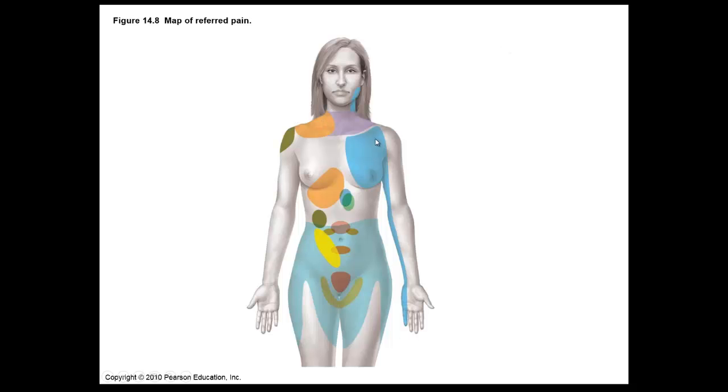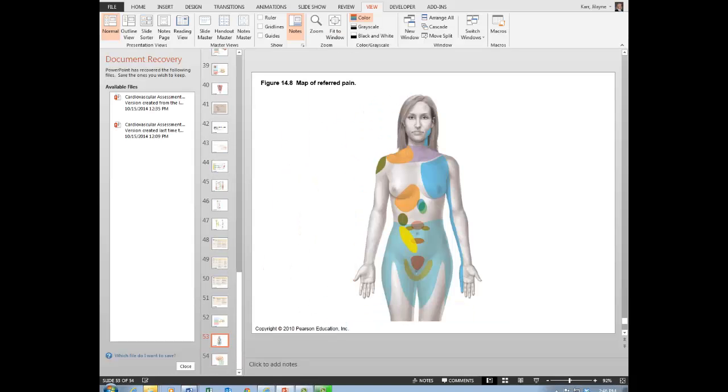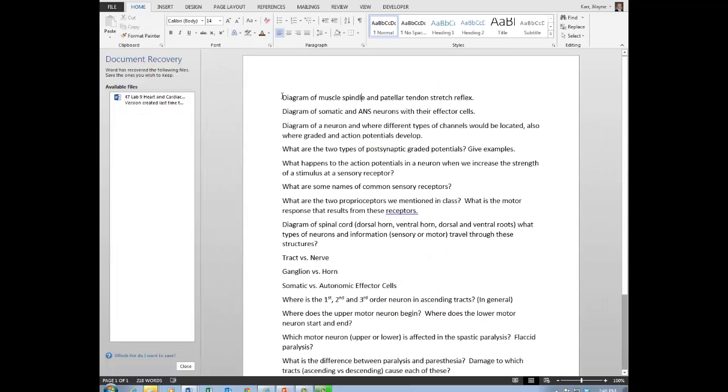So looking at the study guide that I prepared for you, these are the diagrams that are very important that you should label and know the details of. And then be able to answer these questions. I think I went through most of them.